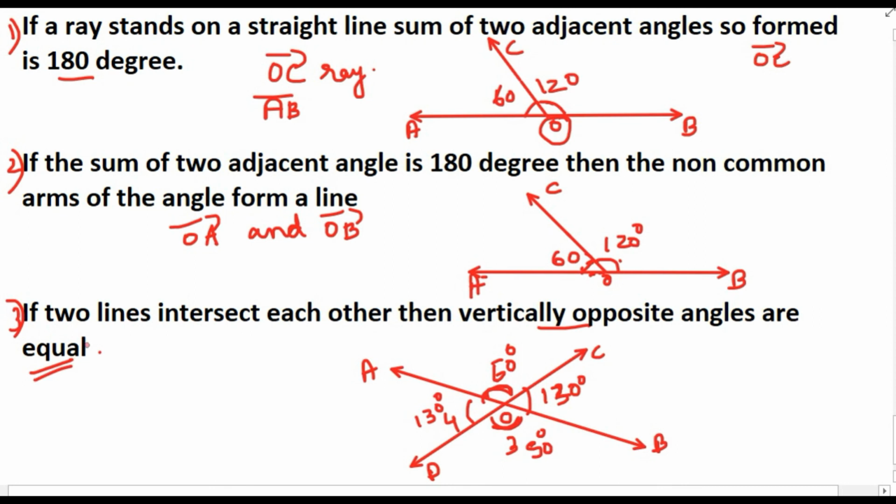So in today's video, we have learned about vertically opposite angles, adjacent angles, different types of angles, and also we have studied one important result, that if a ray stands on a straight line, the sum of two adjacent angles formed is 180 degrees, and if two lines intersect each other, then vertically opposite angles are equal.